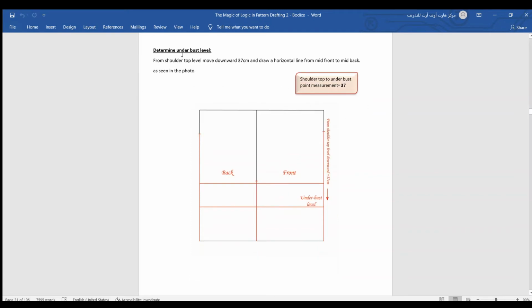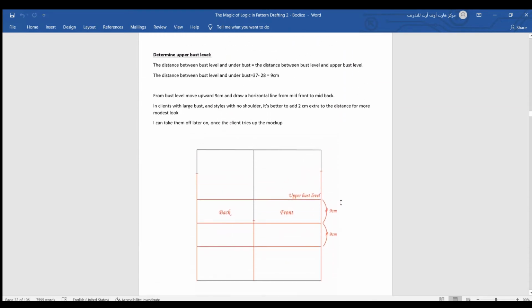Then we'll determine the underbust level. From the shoulder top to the bust point until the underbust, it measured 37 centimeters with the curvature of the bust. Make sure to take it with the shape of the bust. So in total it was 37 centimeters. Since we know the level of the top shoulder, we go down 37 centimeters and draw a horizontal line that represents the underbust level.